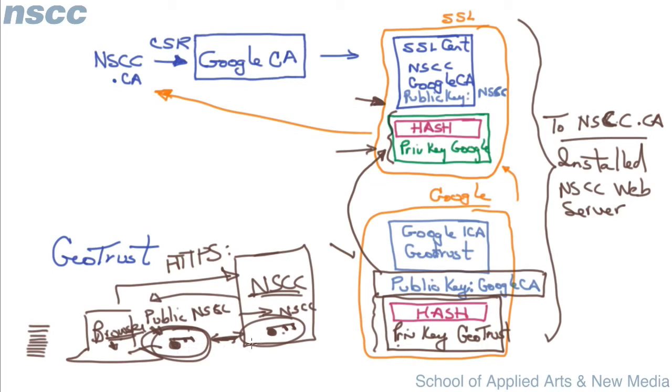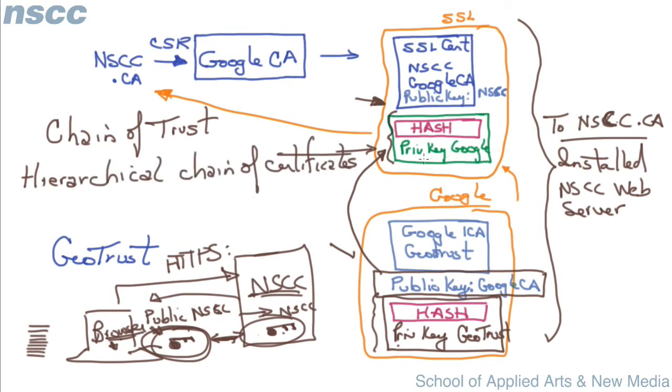So whether they're doing a credit card sale or whatever, the rest of the communication path will use this system. So this system here is how a chain of trust is established. Sometimes we call this a hierarchical chain of certificates.